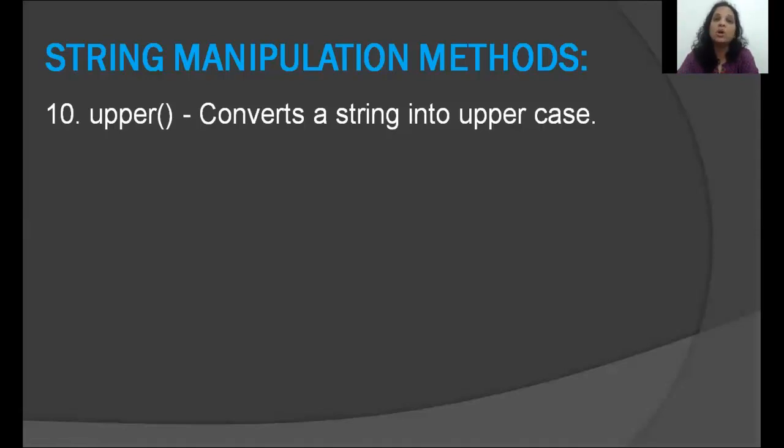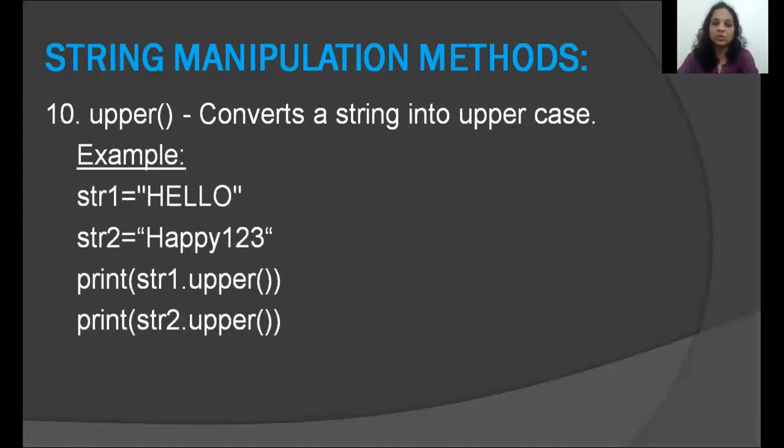Okay, so if lower is converting the string to lowercase, upper function is going to be converting the string to uppercase. So all lowercase characters will get converted to uppercase. All the other characters remain unchanged. So in the first scenario, str1 already has all capitals, so making it upper will remain the same. But in str2, you can see only H is capital. So str2.upper is going to have HAPPY all in capital, and 123 remains unchanged.